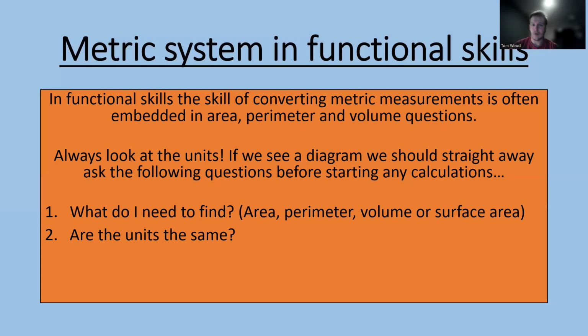And then we want to ask ourselves these 2 questions. First of all, what is it I need to find? Is it an area, perimeter, volume, or surface area? Then we look and think, are the units the same? A lot of the times they will give you a conversion, a ratio to use. So it might be that the picture is in inches, and then down here it will say there are 2.54 centimeters in an inch. So that will be one of the next steps, to convert from inches to centimeters. This is a conversion of imperial to metric.